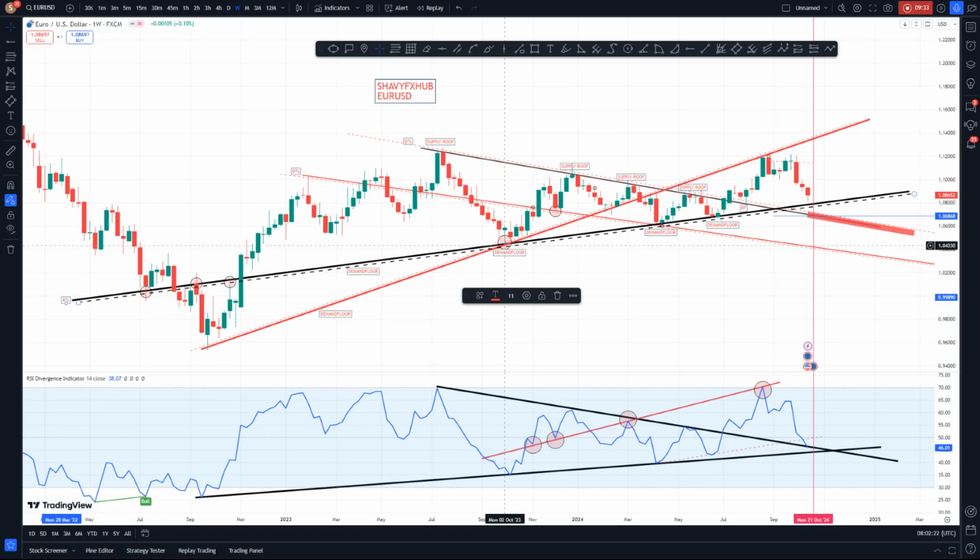So price is playing on demand. Euro USD is on demand, not supply. The structure of the market on the weekly says Euro USD is on demand, not supply. We broke the structure, returned to demand. Demand 1, demand 2, demand 3. Price is returning back to demand 4.